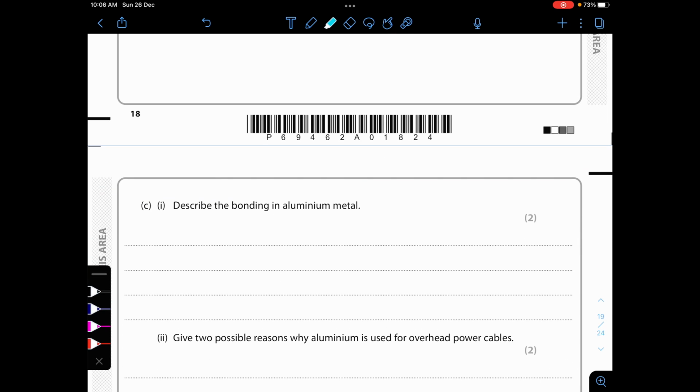Describe the bonding in aluminium metal. So what bonding are they talking about? This is a very simple question. If you think about it, this is just define metallic bonding. That's what they're all about. Define metallic bonding.